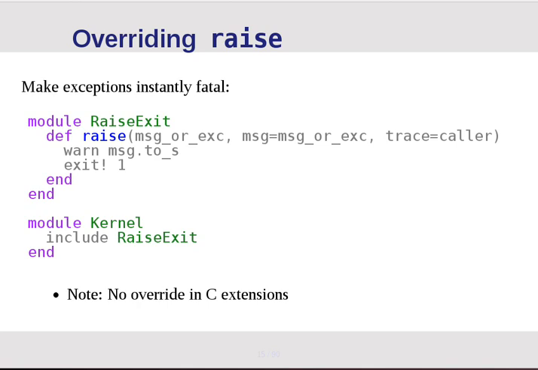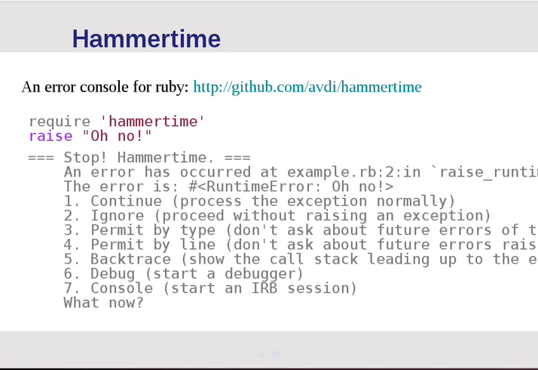Now, one note about overriding raise: you can override it in Ruby, and if raise is called in Ruby, it'll hit your override. But if it's called in a C extension, that won't see your override. A potentially more interesting use of the ability to override raise is a gem I wrote called Hammertime. Hammertime provides a Ruby error console. Whenever the program hits an exception raise, instead of just throwing it up the stack immediately, it presents you with a menu of options, including the ability to ignore it as if it never happened, to drop into a debugger, or to drop into an IRB session.